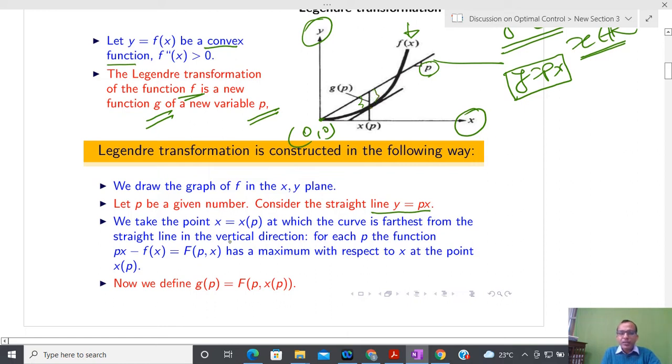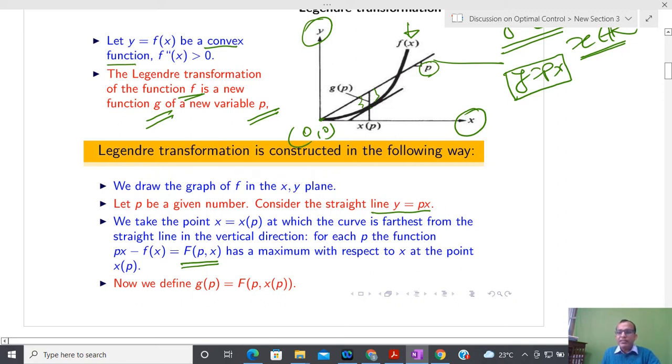Okay, so basically we are defining f*(p), and f*(p) is nothing but the new function g(p). And how are we deciding f*(p)? We define it as px minus f(x). We are selecting the distance that is farthest, so this point should be farthest from the curve. In that way we are defining it.